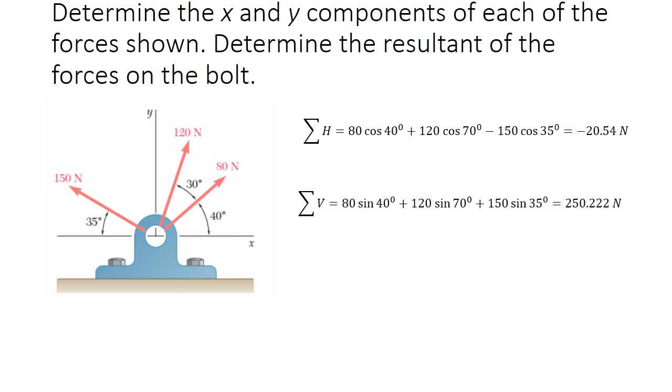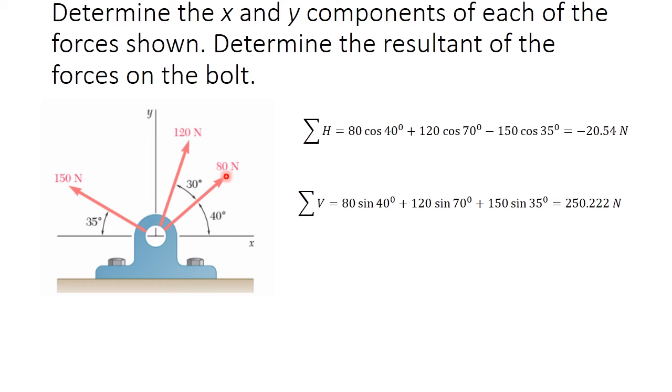Next, similarly determine the component of each force and find out the resultant of the forces acting on this bolt. So how many forces are there? Three forces: 80 Newton, 120 Newton, 150 Newton. Here, instead of making the table, you can do it initially, but once you are acquainted, I can directly write this equation.